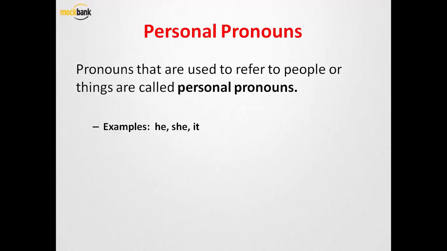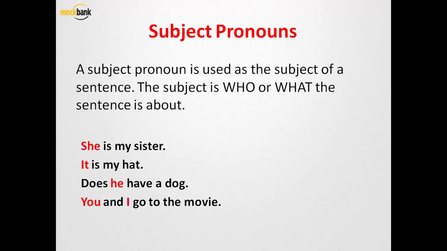Various types of pronouns can be listed as follows. Personal pronouns. Pronouns that are used to refer to people or things are called personal pronouns. Examples: he, she, it. Subject pronouns. A subject pronoun is used as the subject of a sentence. Remember, this is going to be really important for us.